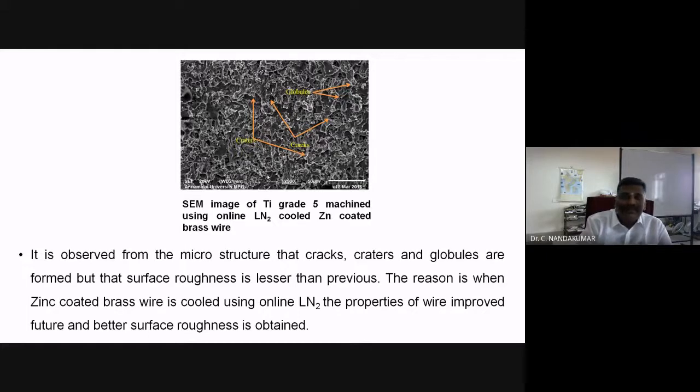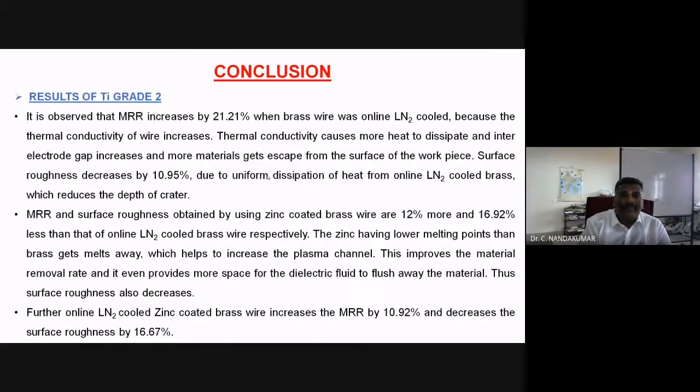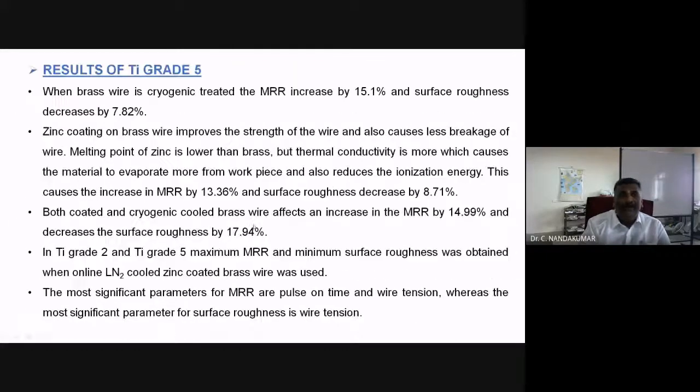What is the reason behind this? The reason is when the zinc coated brass wire is cooled using online liquid nitrogen, the properties of the wire improve, and better surface roughness is obtained. That is the final conclusion. We have got good results with the help of liquid nitrogen cooling for titanium grade 2, and similarly we have got good results for machining of grade 5 also, using LN2 cooled zinc coated brass wire. This is the final conclusion.